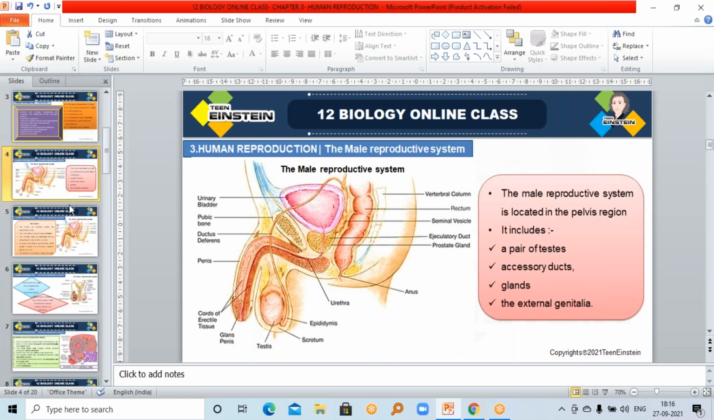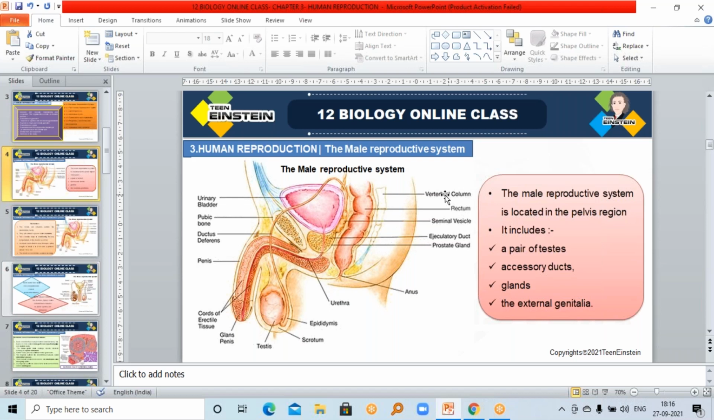The male reproductive system consists of male gonads, called testes, and a system of ducts, which consists of epididymis, then vasa deferentia, then which one? Ejaculatory ducts and urethra. So the male reproductive system consists of male gonads called testes, then accessory ducts, then glands, then external genitalia.